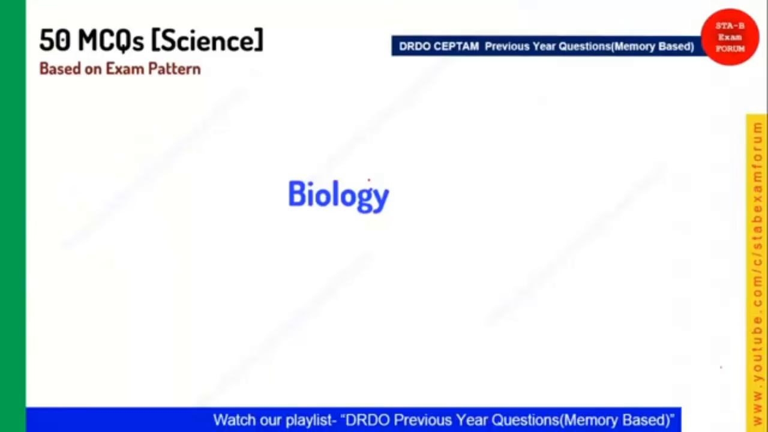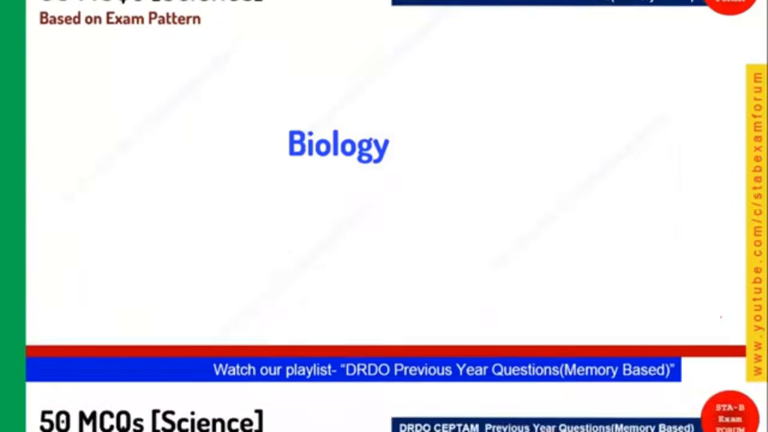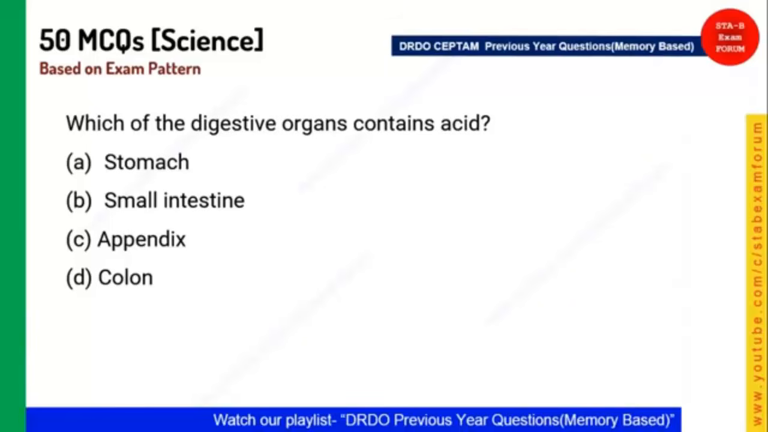Next, see the biology part. So we will see 10 questions on biology. I hope you are understanding these questions. Okay, so the first question is, which of the digestive organ contain acid? Okay, again acid, but with the biology.